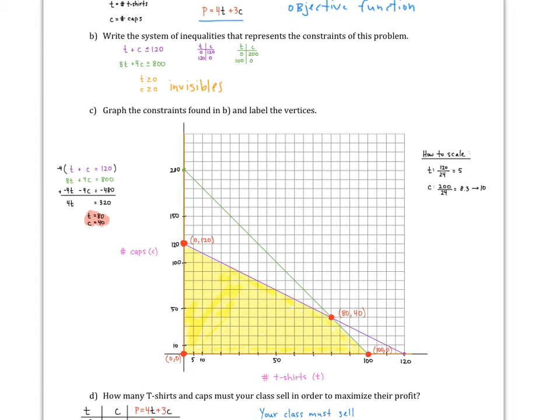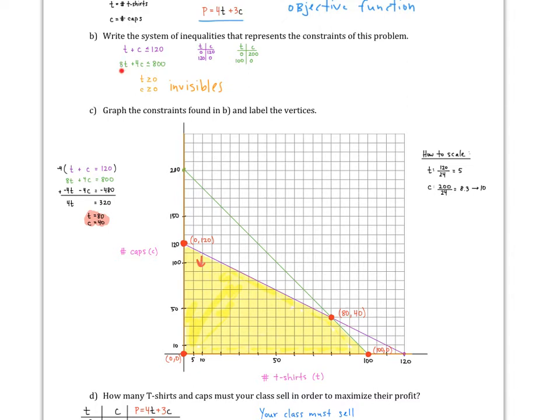So now we're going to go ahead and graph these inequalities. So when we plot t plus c is less than or equal to 120, I'm going to plot those 2 points, (0, 120) and (120, 0), and we go ahead and draw our line there. Now to figure out where we're going to shade, you can choose the point (0, 0), and it turns out to be true, so I would be shading below that purple line.